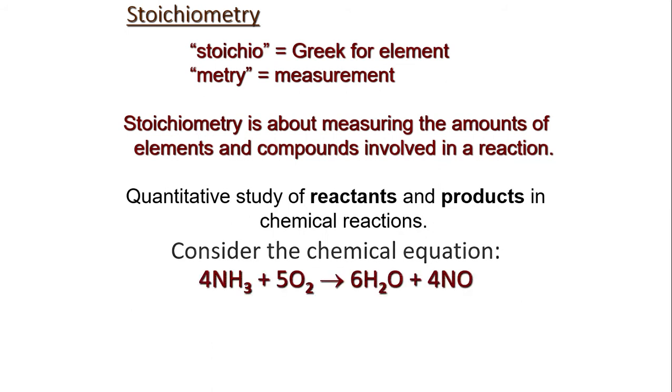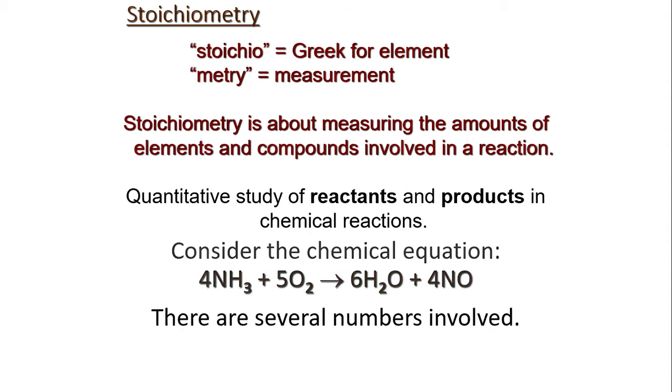Consider the chemical equation given. We have 4 moles of NH3 plus 5 moles of oxygen yield the products 6 moles of water and 4 moles of NO. So as you can see, there are several numbers involved. We have 4, 5, 6, and 4. So what do they all mean?